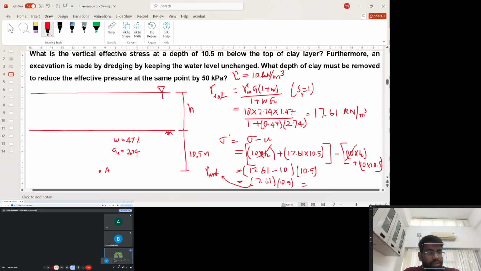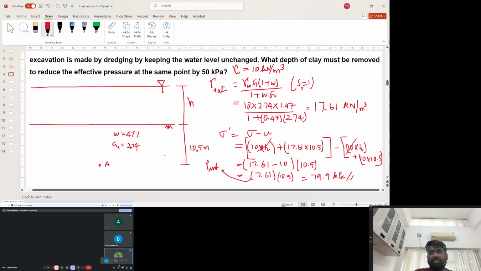So now how much do we get? We are getting 10.5 into 7.61, which is 79.89 kilopascal, right? Here we are again demonstrating that the level of the water column above the ground level does not matter in effective stresses. All right. So this is getting cancelled here. Now this is the first part of the question.